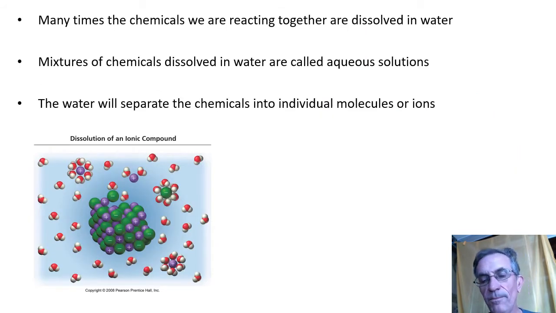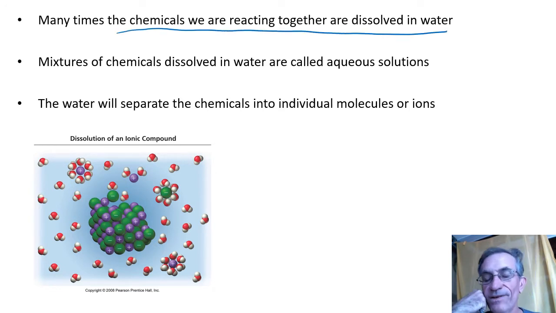All right, so a little background. So many times the chemicals we're reacting together are going to be chemicals dissolved in water. So again, we're going to be thinking of things that might happen in chemistry lab, but that's also true everywhere, right? If we think about reactions going on in your body, it's mostly water. So when we think about reactions in living things, it's kind of the same idea. Those chemicals have been dissolved in water.